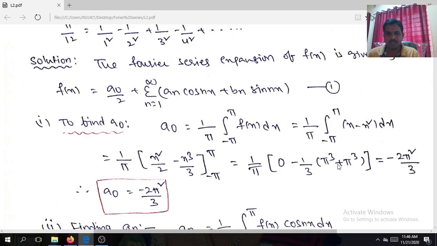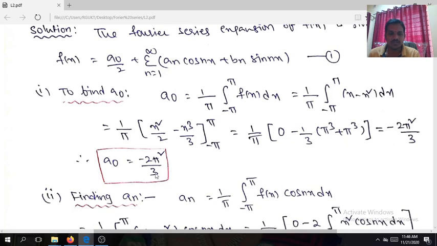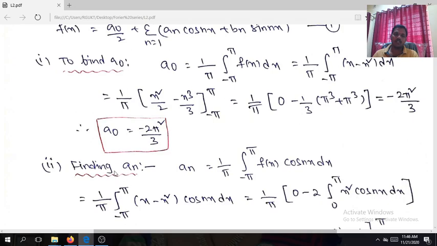Before minus pi cube there is a minus, so pi cube plus pi cube is 2 pi cube divided by 3. Here it is 1 by pi into minus 2 pi cube divided by 3. One pi gets cancelled, which gives minus 2 pi square by 3. So a naught is equal to minus 2 pi square by 3, the first coefficient. Next I am going to find a n.